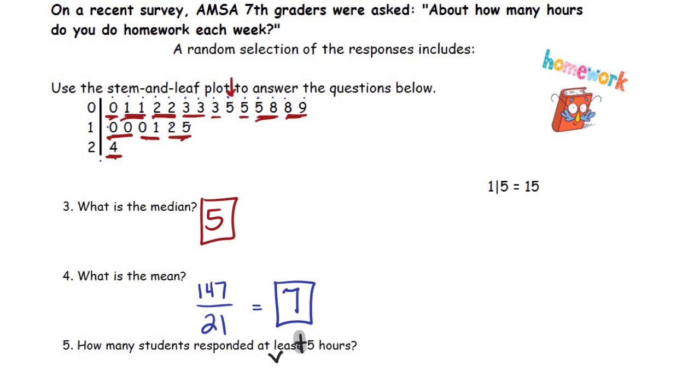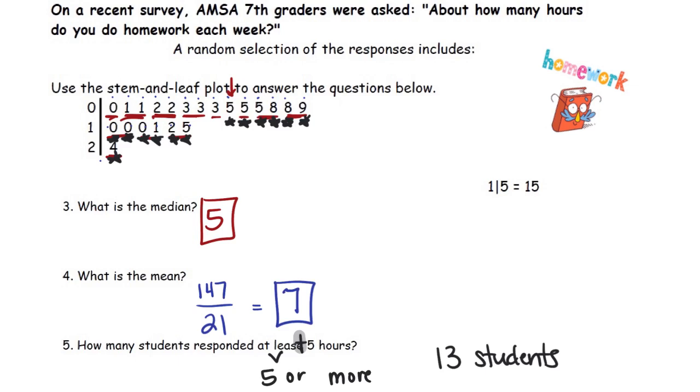Well, at least means 5 or more. It means the smallest number is 5, but it could be more. When I look at how many chose at least 5 hours, I look at 5 and more. If I add up all of those numbers that are 5 or more, 13 students spend at least 5 hours on homework.